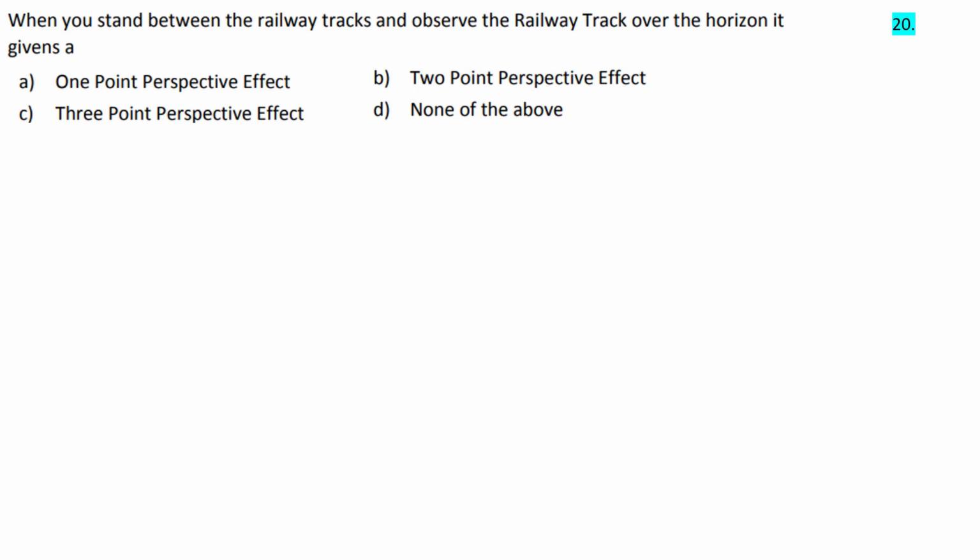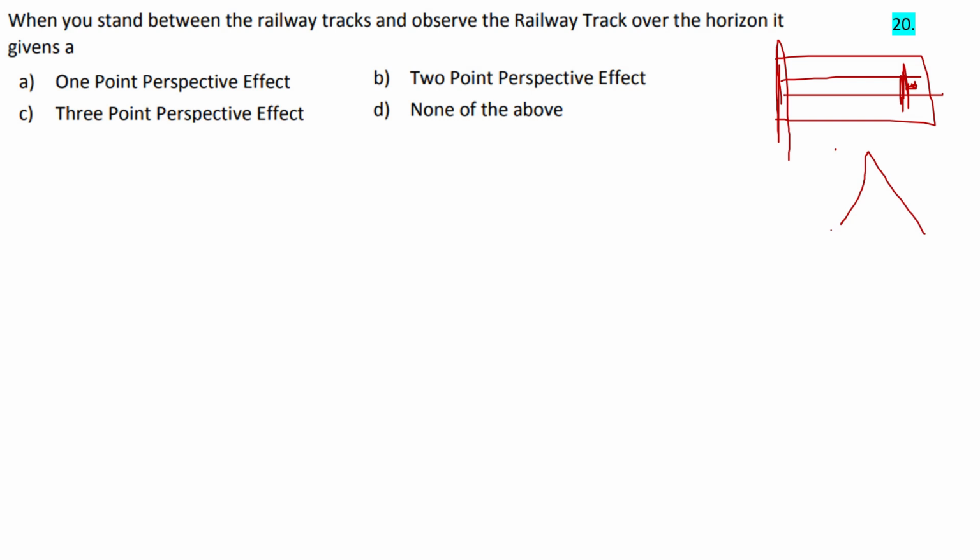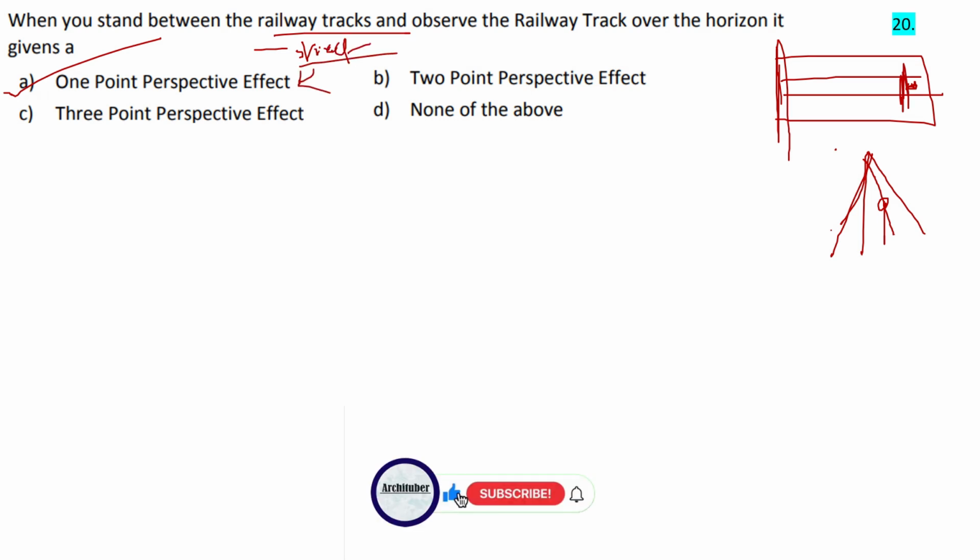Then, when you stand between the railway tracks, consider it in plan. This is your railway track. Observe the railway track from the horizon. When I am looking at the railway track, it will look somewhat like this. If I am standing here, the track would look like this. So it is in 1 point perspective. Always remember railway tracks, your street, everything will be seen in 1 point perspective.